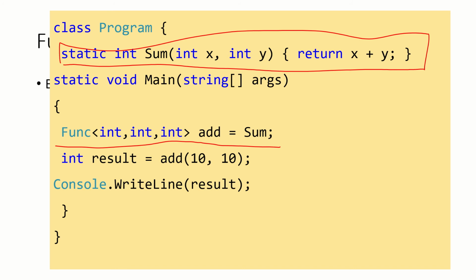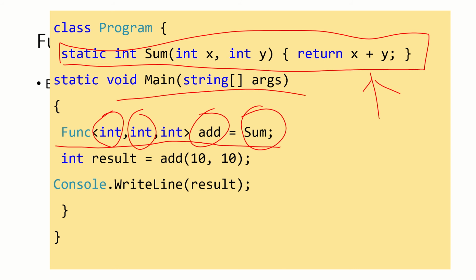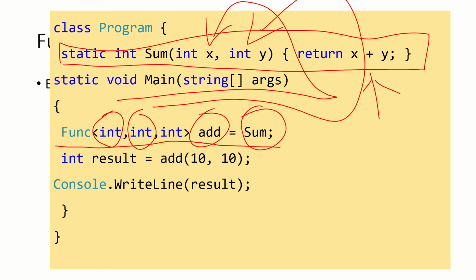So this is a method, right? And this method will be directly given to a delegate which we called add. Here in the brackets, the first parameter data type and the second parameter data type match the method you declared. And the last data type is the return type of the method, which is here.